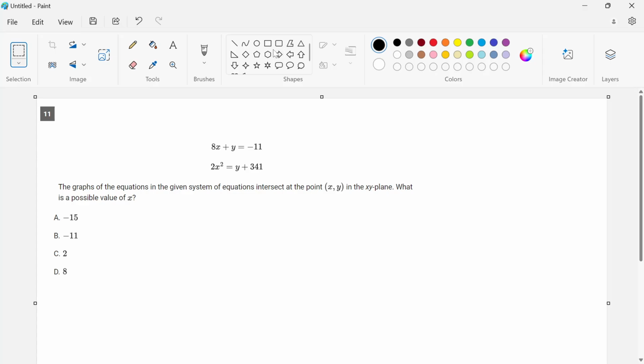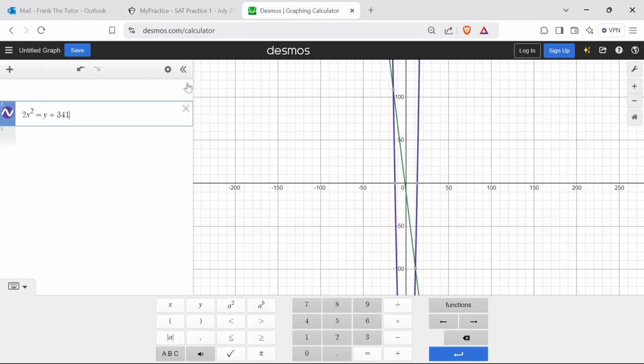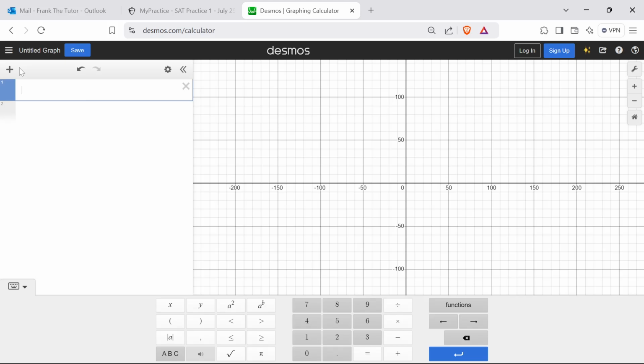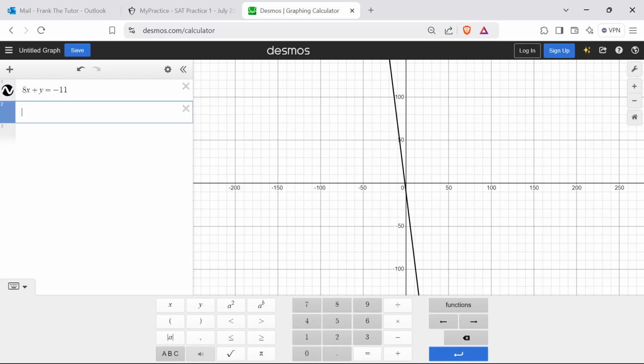So I'm just going to plug these into Desmos and see where they intersect. 8x plus y equals negative 11. On Desmos, I cannot copy and paste 8x on Blue Book. On the web, I can, but I'm going to do it just like I would on Blue Book. 8x plus y equals negative 11, and 2x squared equals y plus 341.